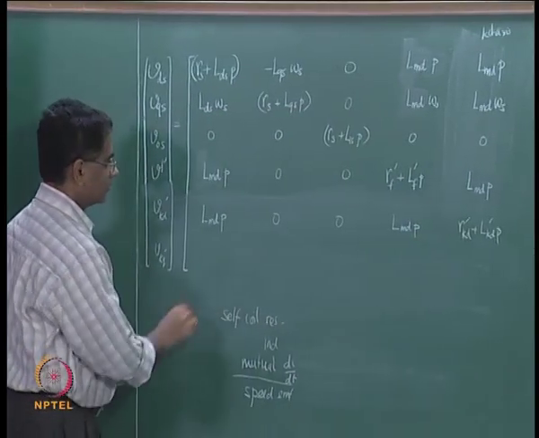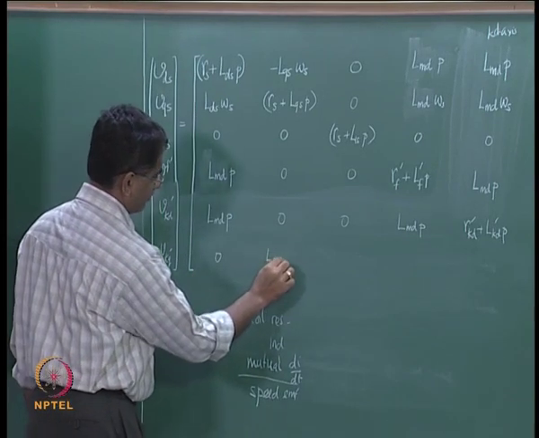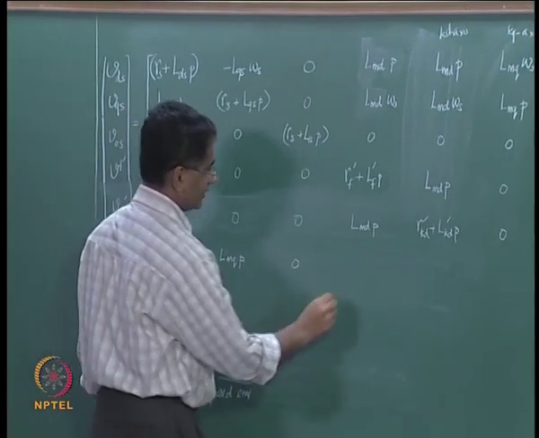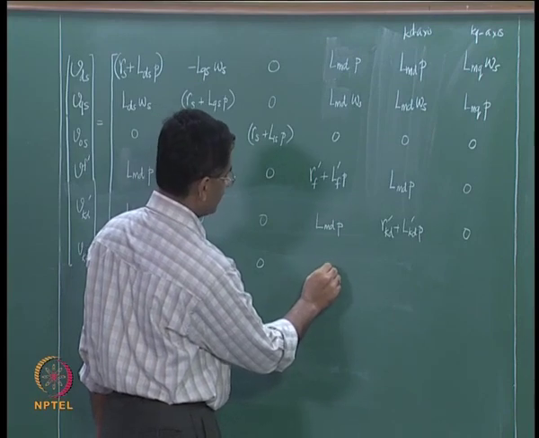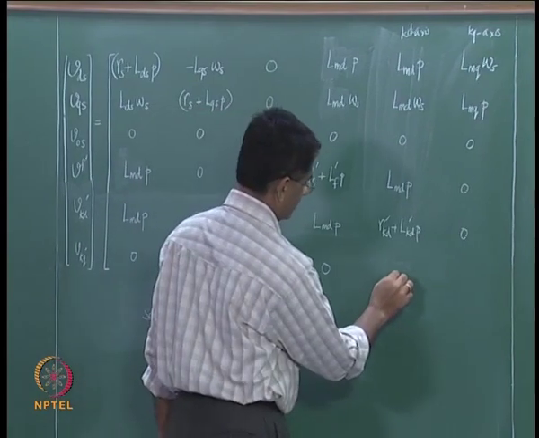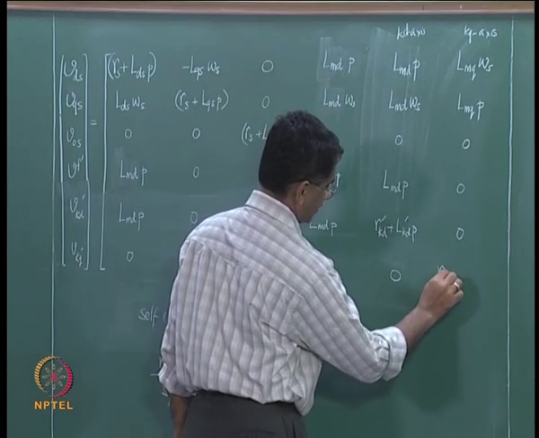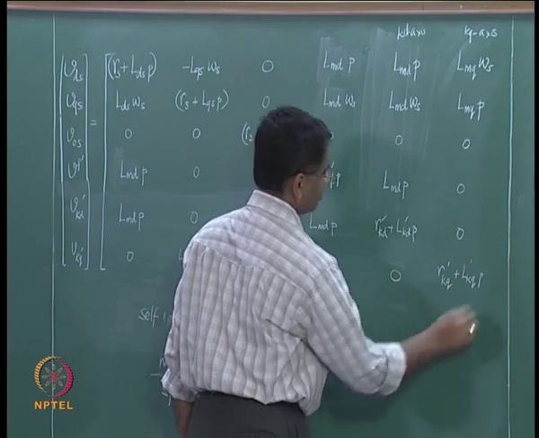So similarly here this would be 0, you have LMQ into P, with the 0 axis term there is not anything, and then this is with the field, so there is no term here. With the D axis there is no term here, here you have RKQ dash plus LKQ dash into P.